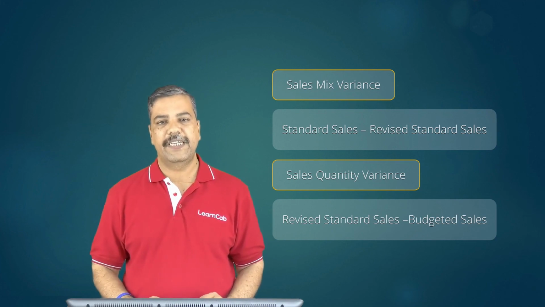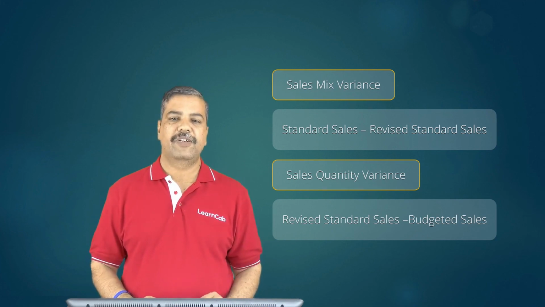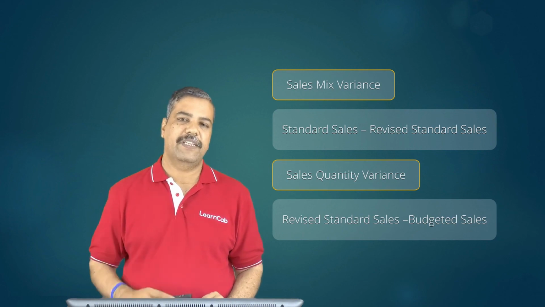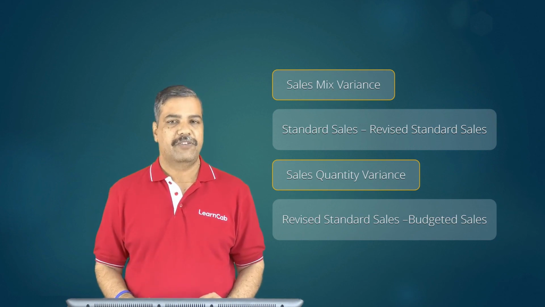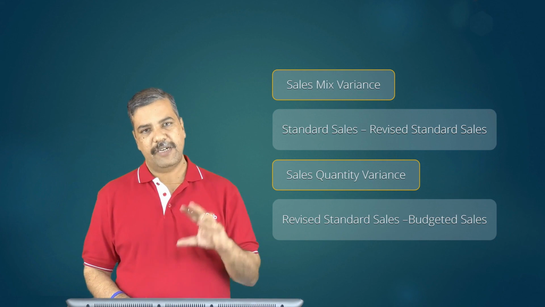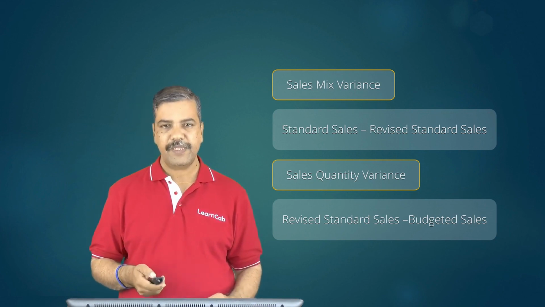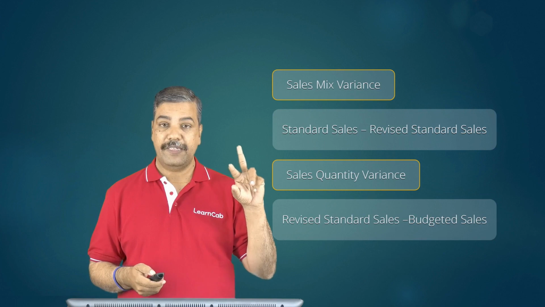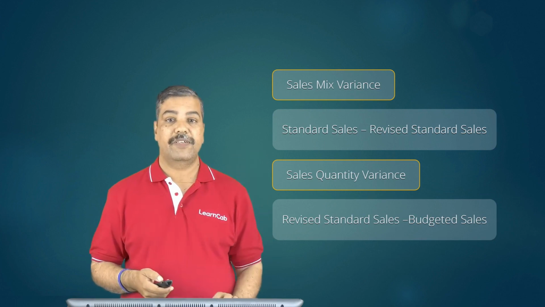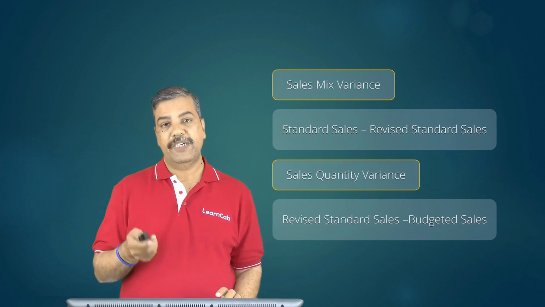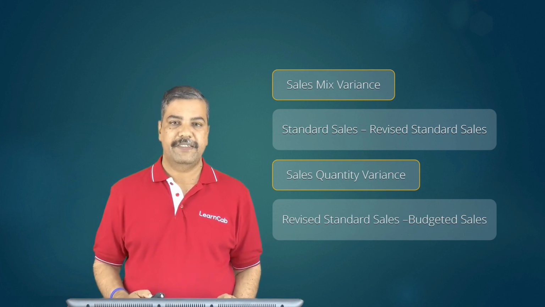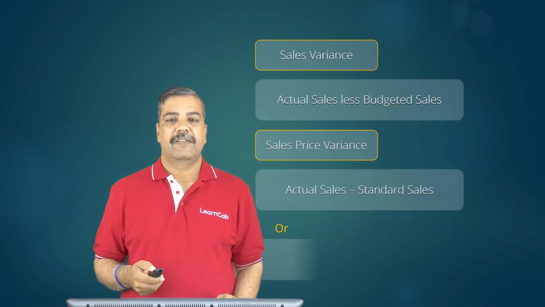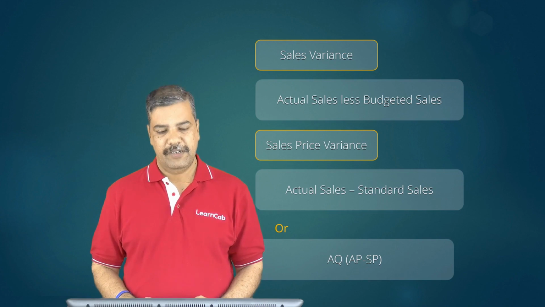So revised standard sales minus budgeted sales. The revised standard sales is the same as what you arrived at in the earlier mix formula. You need to take the proportion of actuals compared to your total sales, compared with standards. The total quantity of standards compared with actuals, whatever you have arrived at. That proportion, if you take, gives you the revised standard sales. I think that is what is there in your standard costing.